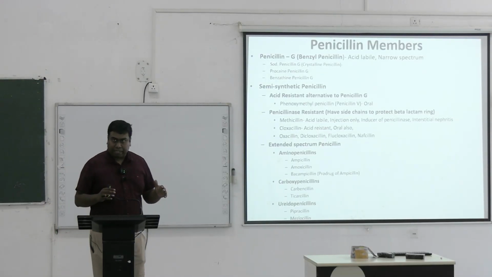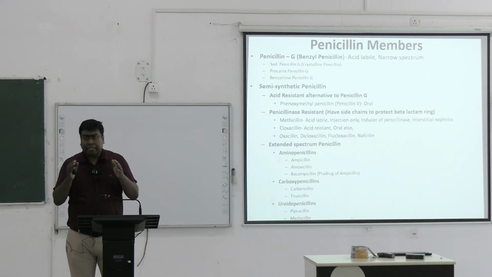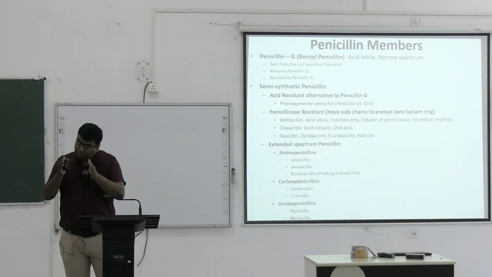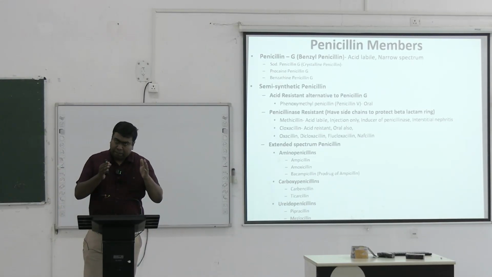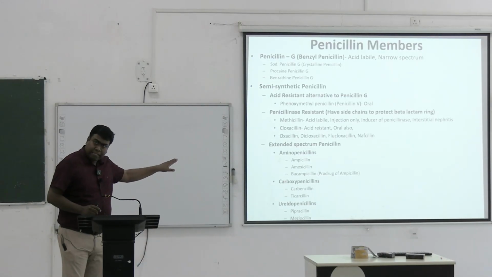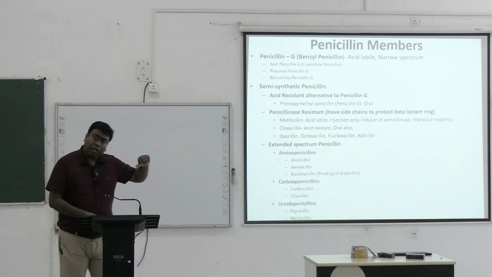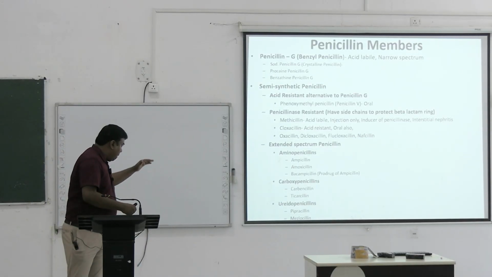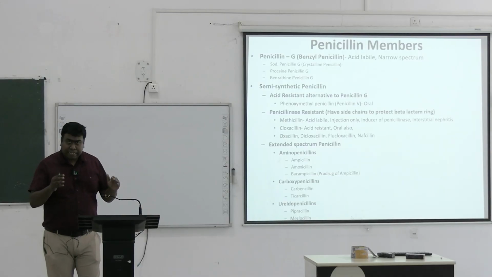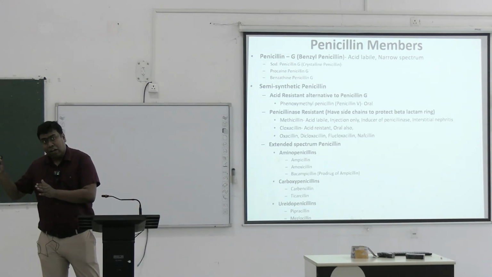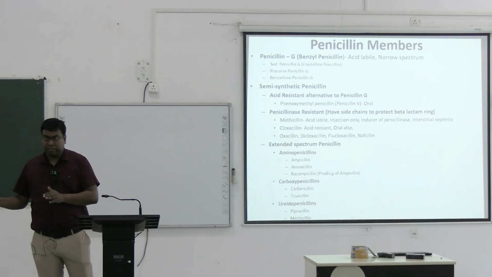Then extended spectrum. Extended spectrum means they cover more towards the gram negative. Gram positive is there, but lesser, plus gram negative. Among these there are two, Ampicillin and Amoxicillin, which can be given orally also. And the other ones are Ticarcillin, Piperacillin, Carbenicillin. These are given injectably, covering gram negative along with Pseudomonas. Clear?